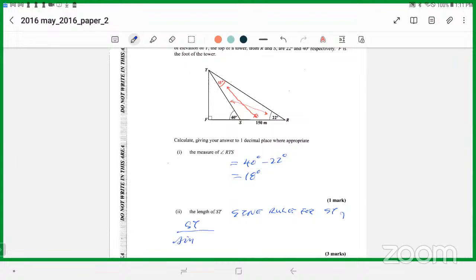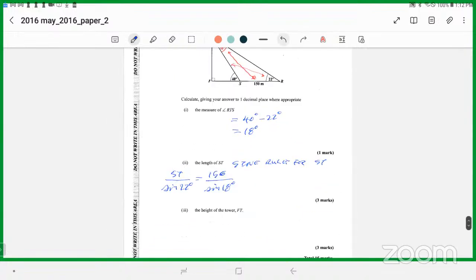Not a lot of space to work. I keep telling you in the classroom, you have to be efficient with your work. ST over the sine of 22 degrees, opposite to it, equals the side that you know, which is the 150, over the sine of the angle opposite the 150, which is 18 degrees. And so ST will be the subject when you multiply by the sine of 22 over here.